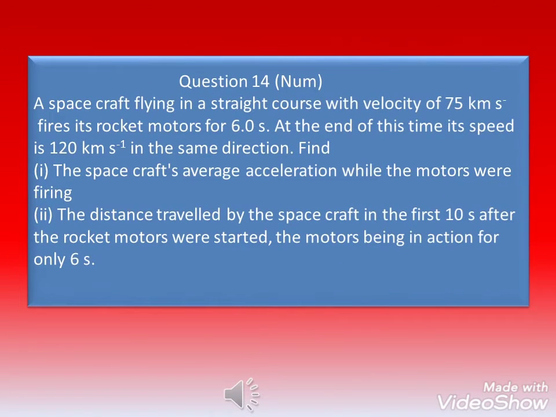Question number 14. A spacecraft flying in a straight course with a velocity of 75 km per second fires its rocket motors for 6 seconds. At the end of this time, its speed is 120 km per second in the same direction. Then find, first question, the spacecraft's average acceleration while the motors were fired.